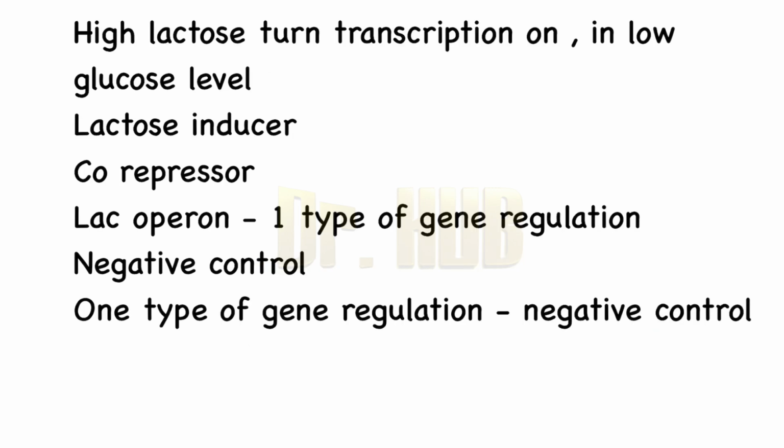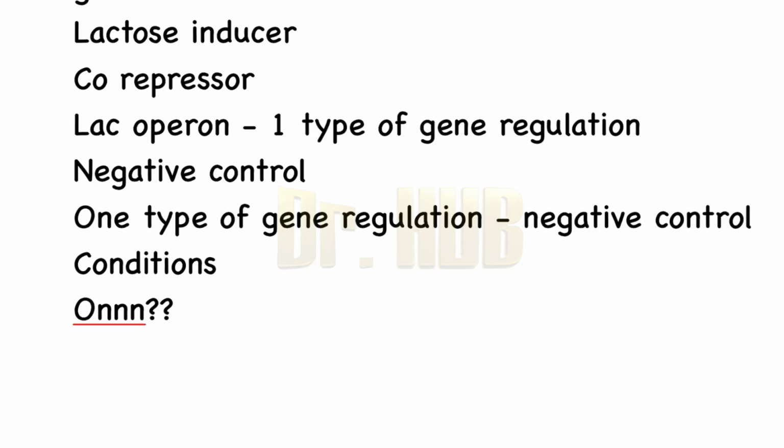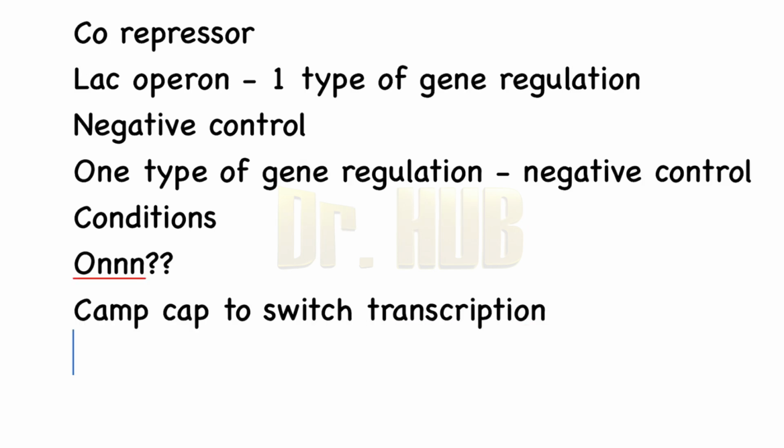The LAC operon is usually off and gets activated under certain conditions, and the tryptophan operon is on and inactive at high levels of tryptophan. cAMP is necessary for the LAC operon. It is necessary for the CAP to switch the transcription on, whereas in the tryptophan operon, cAMP is not necessary.